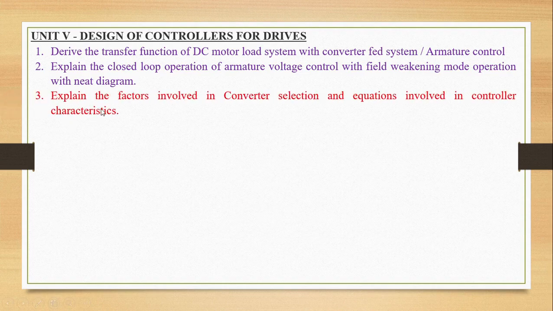Third question, explain the factors involved in converter selection and the equations involved in controller characteristics. Only a few factors are there. You have to explain with minimum 2 to 3 lines. Then equations are 2 to 3 equations.